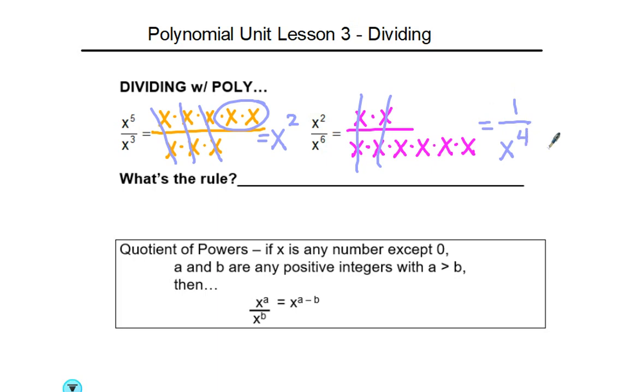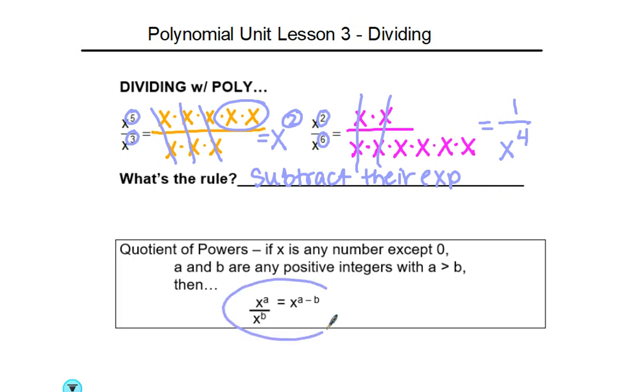Okay, so what is our rule? Can you see what the rule is? Well, look at this 5 and this 3, and we ended up with a 2. Here we had this 2 and this 6, and we ended up on the denominator with a 4. So the rule is we subtract their exponents.